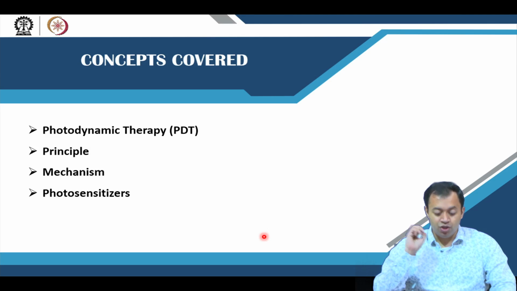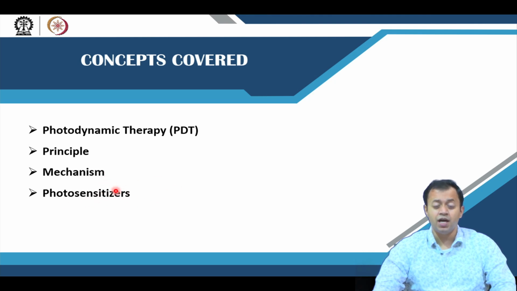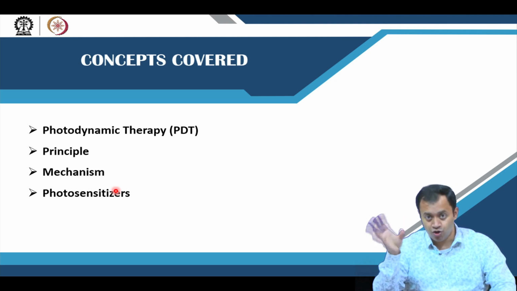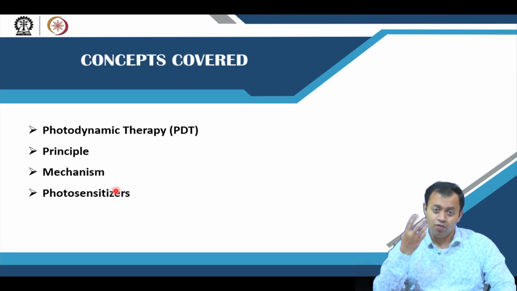So, this brings me to the end of the topic today. I simply gave you a brief introduction of what PDT is: the principles, the mechanism, and a little bit of photosensitizer. The photosensitizer is the photosensitive molecule which forms part of the overall PDT drug. The PDT drug, upon activation by light, produces reactive oxygen species. The reactive oxygen species oxidizes, i.e., burns the nearby surrounding areas.